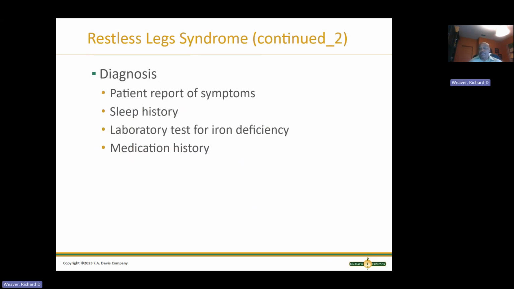No specific tests exist to diagnose this condition. It's more subjective, comes from the patient's reporting of these symptoms. The healthcare provider will order maybe blood tests, for example, for iron deficiency, and may test to rule out other disorders. Patients should be asked about their medication history, whether family members have similar symptoms, or whether they experience daytime sleepiness. All right. Pretty straightforward when you think about it.